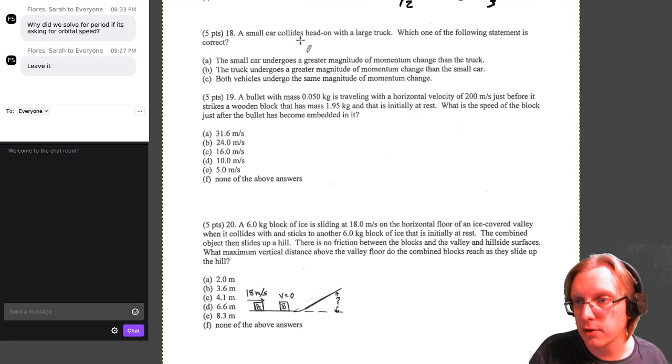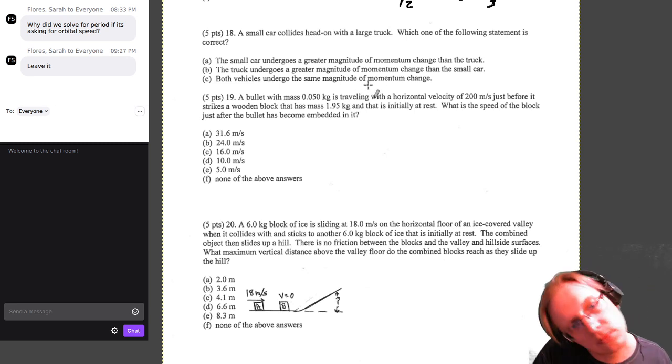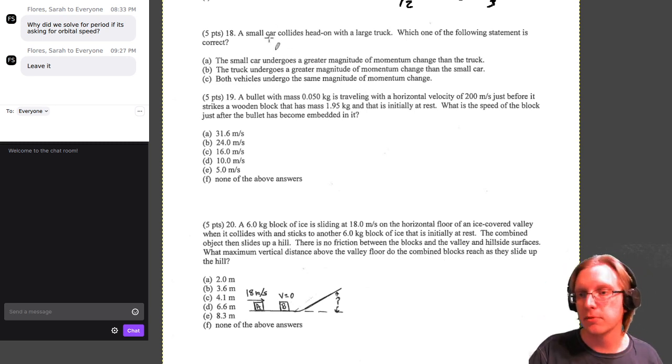A small car collides head-on with a large truck. Which of the following statements is correct? Small car runs head into a large truck. Small car undergoes a greater magnitude of momentum change than the truck. The truck undergoes a greater magnitude of momentum change than the car. Both cars undergo the same magnitude of momentum change. Oh, yes. Okay.